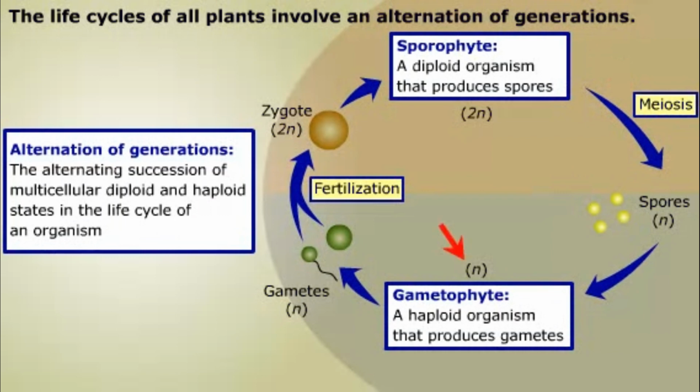The other generation is a haploid organism called a gametophyte. The gametophyte produces haploid gametes, which unite in the process of fertilization to form a diploid zygote. The zygote develops into a sporophyte, and the cycle begins again.